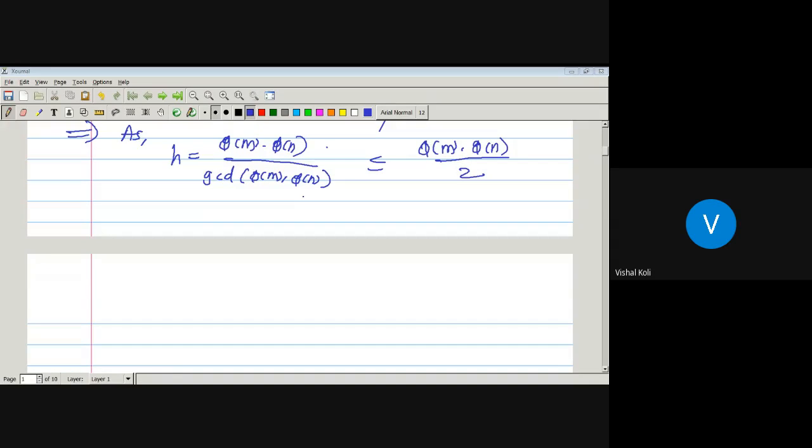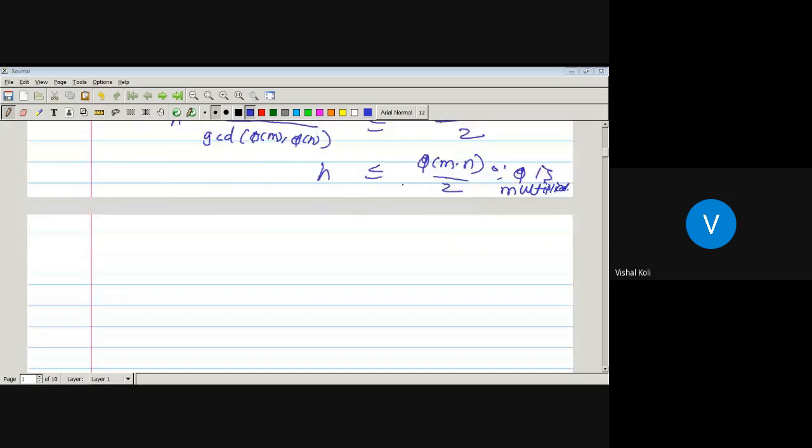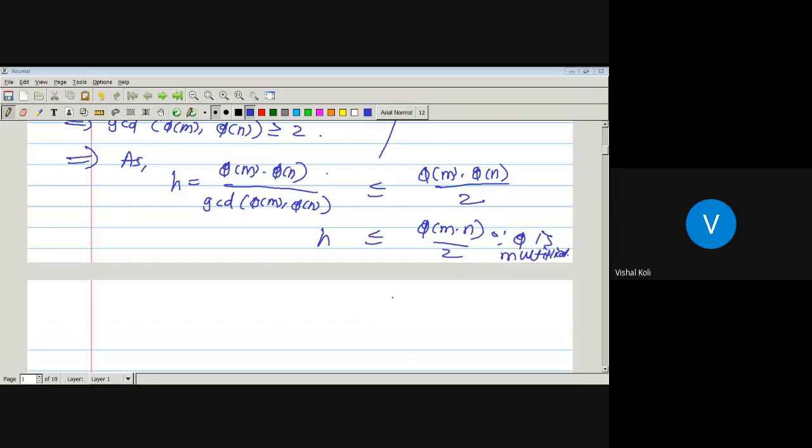But we know that Euler's phi function is a multiplicative function. Therefore, as m and n are integers greater than 2 and relatively prime, it can be written as phi of m n divided by 2, since phi is multiplicative. So we get h is less than or equal to phi of mn divided by 2. Then what is the relation between phi of mn divided by 2 and phi of mn? Less than or equal, or strictly less than?